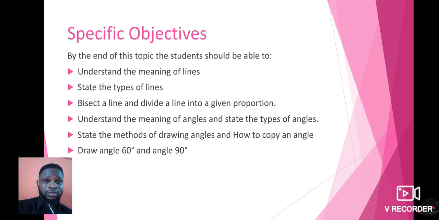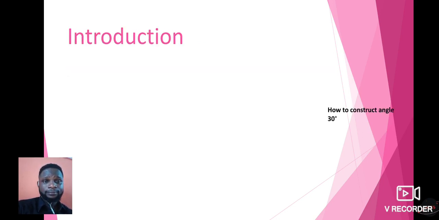You should be able to understand the meaning of angles and give me the types of angles. You're supposed to state the methods of drawing different angles and how to copy an angle. Lastly, you should be able to construct a 60 degrees angle and a 90 degrees angle. So we are going to watch a little video on how we can construct a 30 degrees angle. Enjoy.